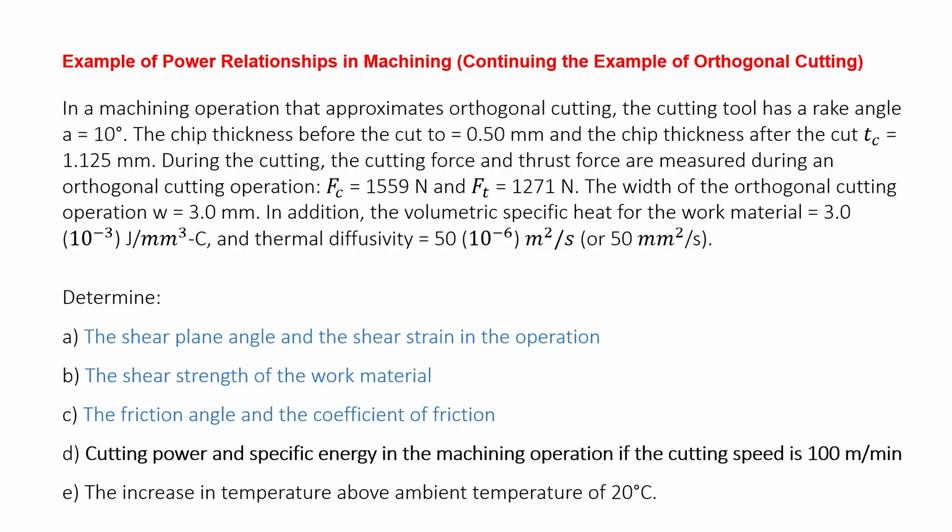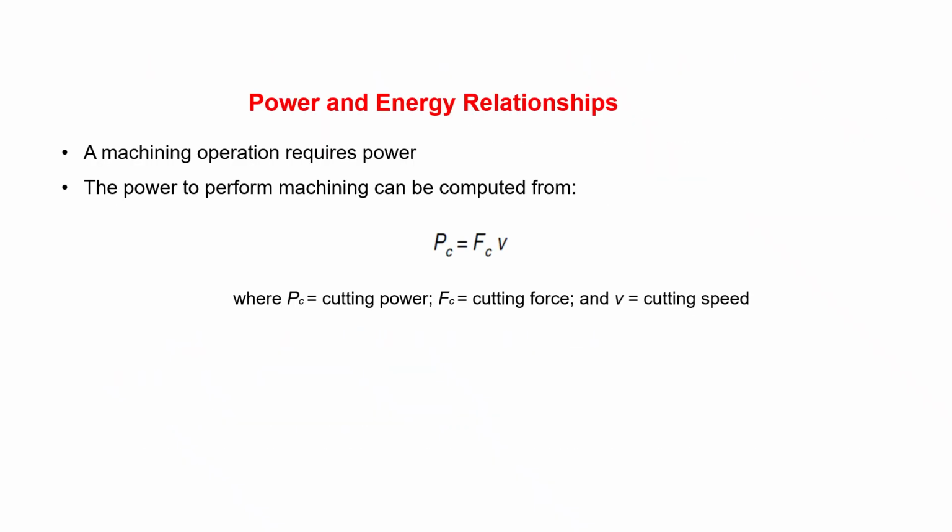So again, we need to give you an introduction about the power and energy relationship. We know that the machining operation requires power, and the power to perform the machining can be computed simply by having the cutting force multiplied by the velocity. We know that the power is the force multiplied by the velocity. So here we have the cutting force multiplied by the cutting velocity. The unit, of course, is going to be Newton meter over second, and this makes it the watt, which is the unit of power. So the P_c is the cutting power, the F_c is the cutting force, and the V is the cutting speed.